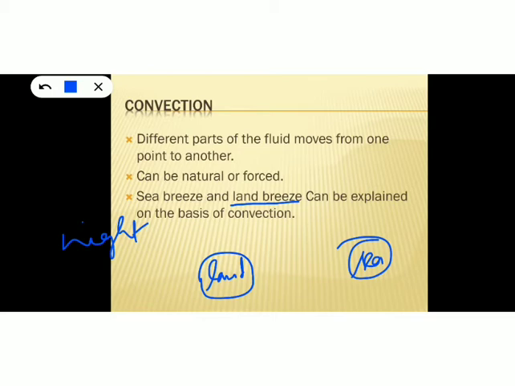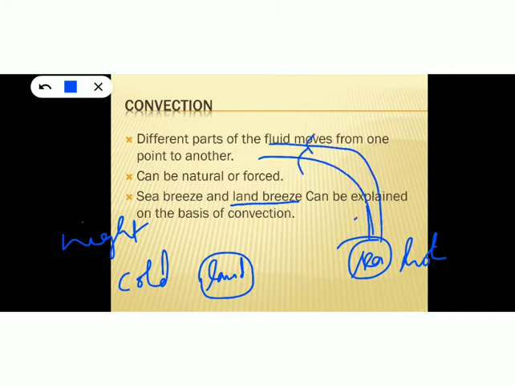So land is now cold and sea is now hot. Why? Because water does not lose its heat quickly. So now the air above the sea is hotter than the air above the land. This air becomes less dense and will rise up. And as soon as the vacancy is created here, the cold air from the land replaces this vacancy, occupying the space created by this air above the sea.